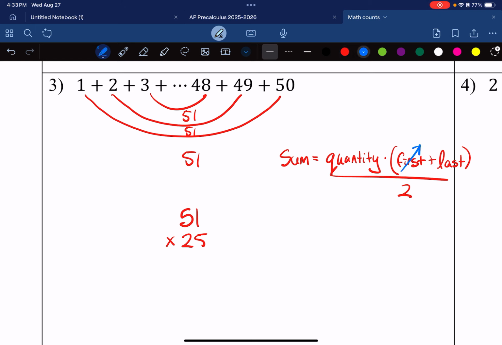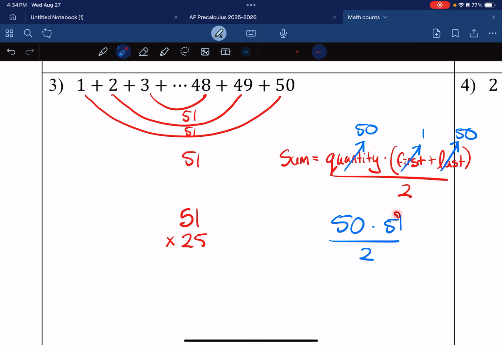We can say that the first number is 1, the last number is 50. The quantity in this case happens to be the same as the last number. It's also 50, and we're still divided by 2. Let me rewrite all these numbers down below. I have 50 times 51, all divided by 2.